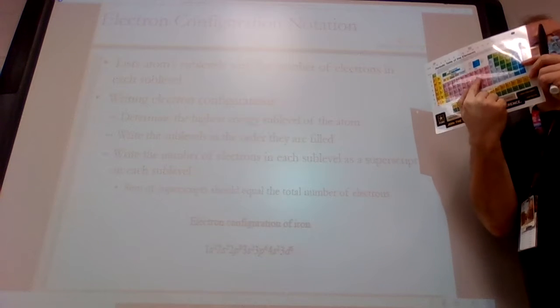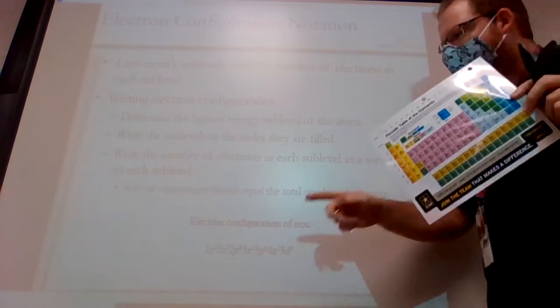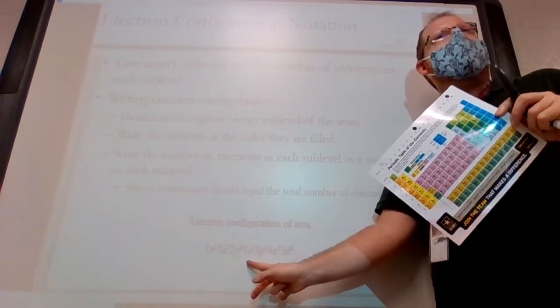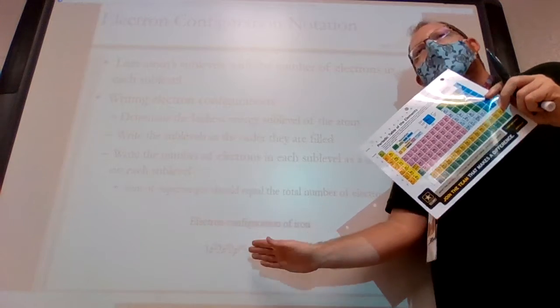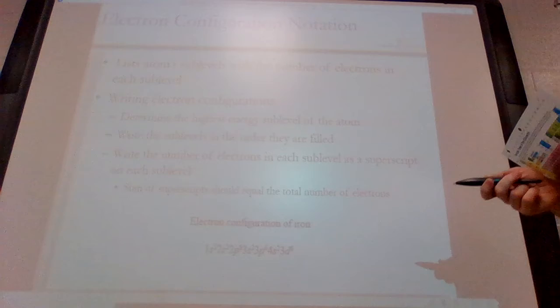You're going to read this like a book from left to right until you get to your element that they're asking you about. That's where you're going to stop. So once you do a couple of these, you'll see you do 1s, 2s, 2p, 3s. You do these a lot because it's always the beginning. Where you stop is going to tell you what element you have, how many electrons it has.